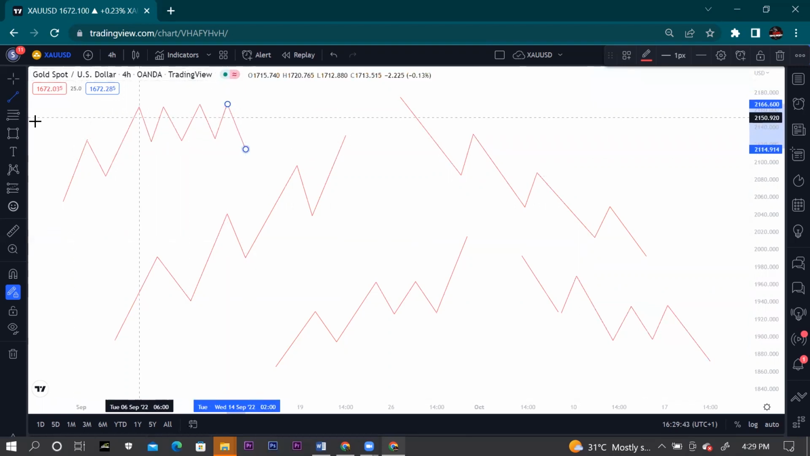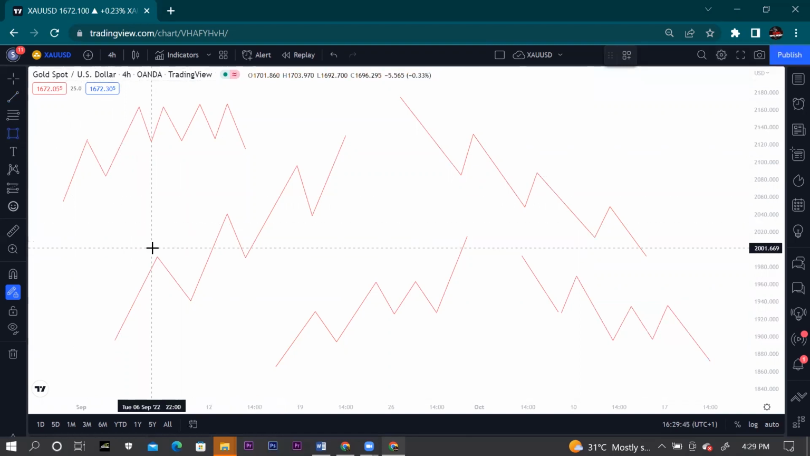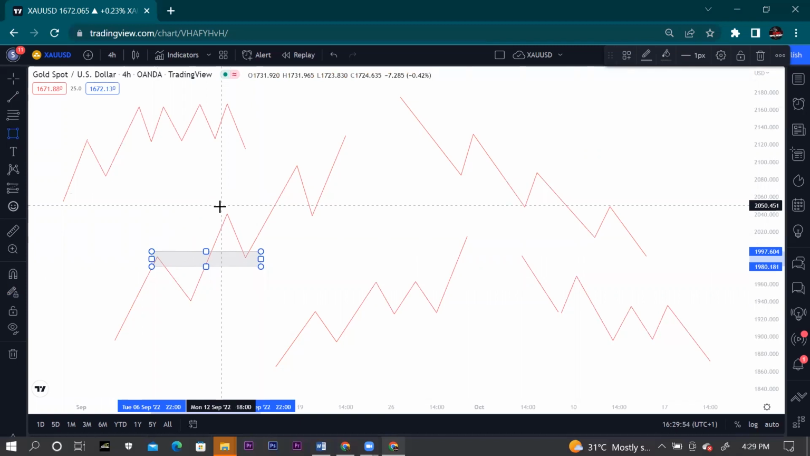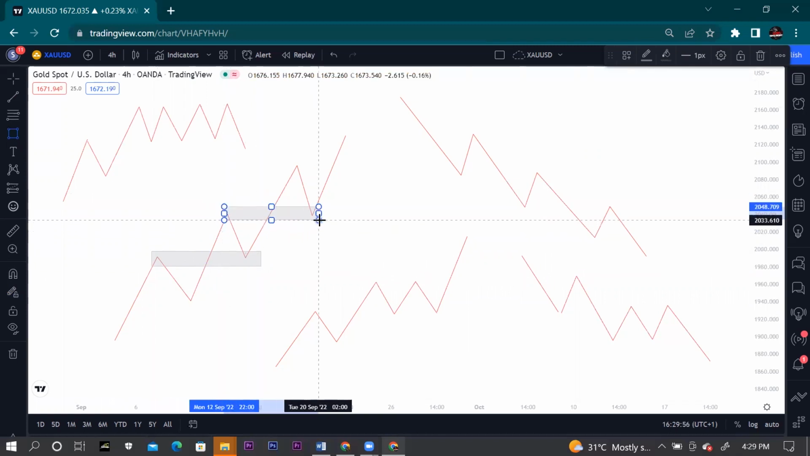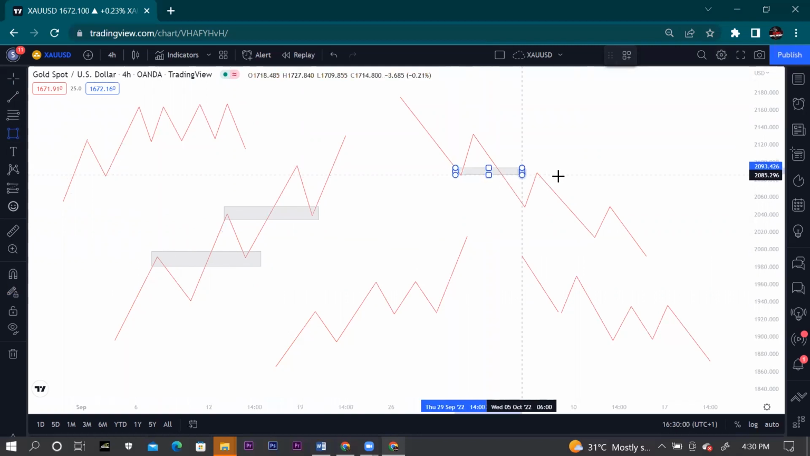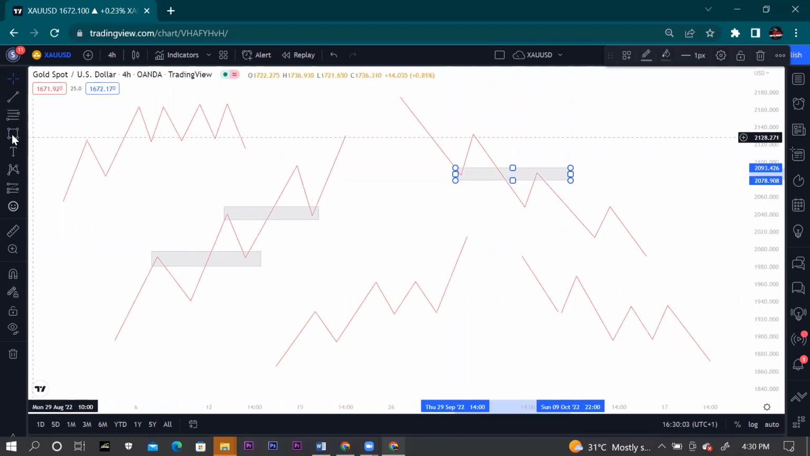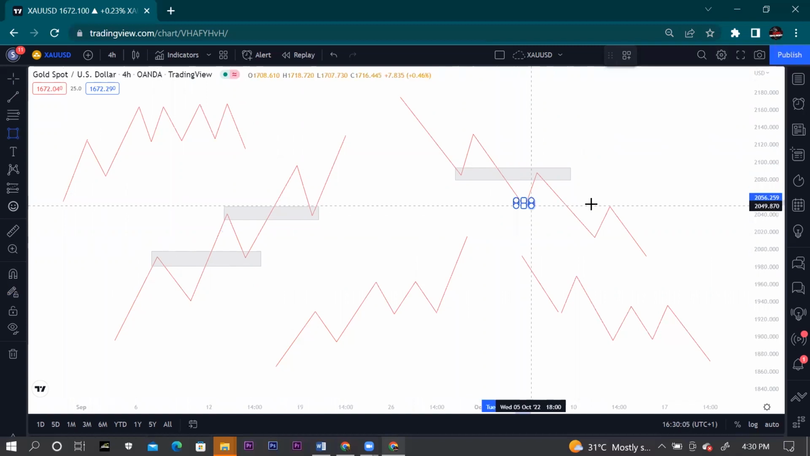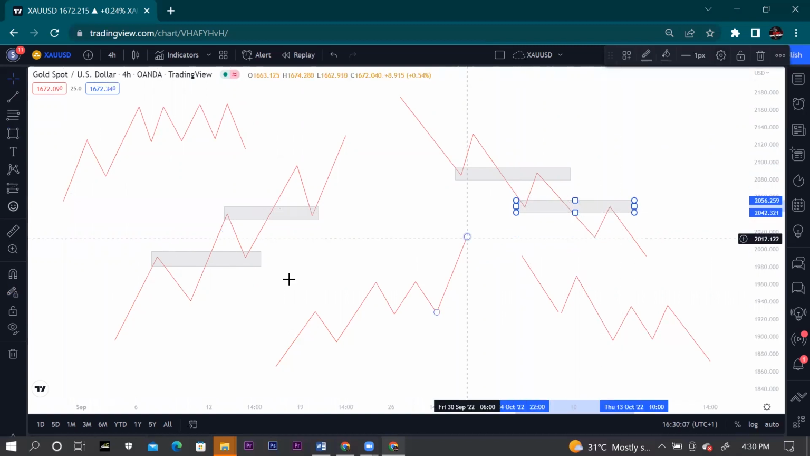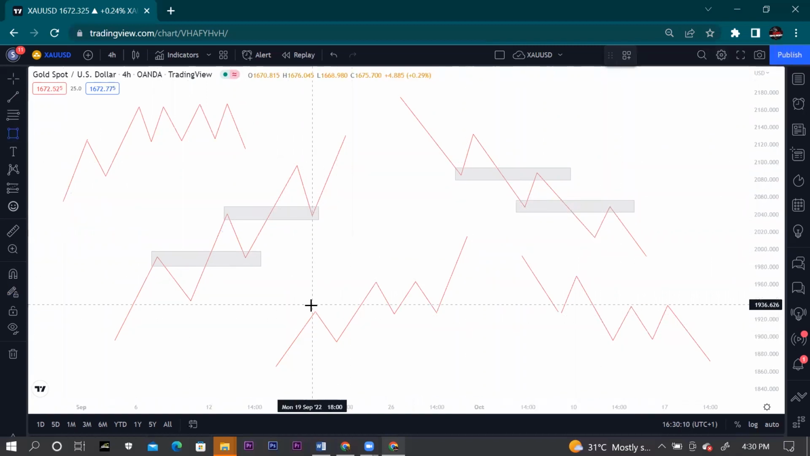This one happens mostly. So if you use your box here and draw these levels, you see in this uptrend the market changed the previous resistance to support. It also did the same thing here, changing the previous resistance to support. Also here, previous support to resistance in a downtrend. Previous support to resistance here. And here too, previous resistance to support.